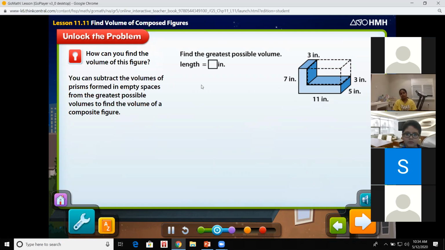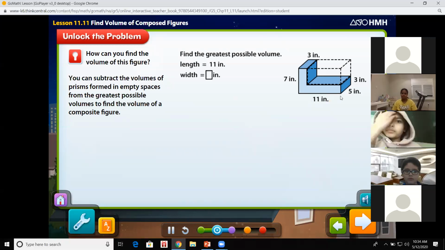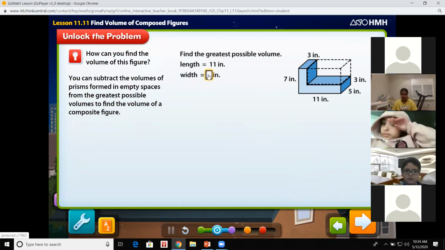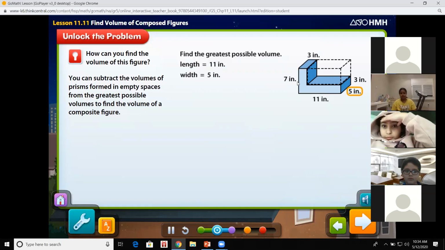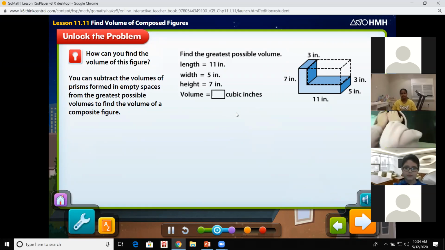To do that, we need to identify the greatest length, width, and height. What's the greatest length? Length is 11, right? Greatest length is 11 inches. What's the greatest width? 5. Very good. And what is the height? What's the greatest height? 7 inches. So multiply the values to find the greatest possible volume.